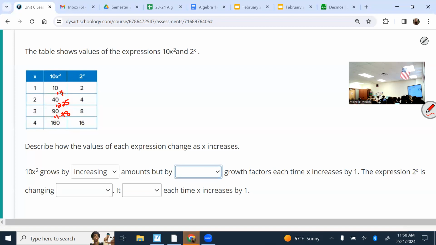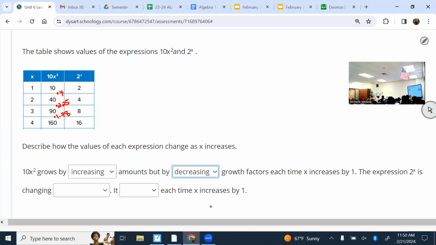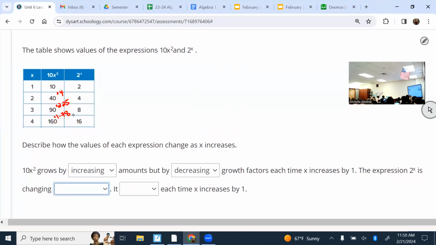So these growth factors, would you say that these are increasing or decreasing? So that will be decreasing growth factors each time as x increases by 1. For the other expression, the 2 to the x power is changing either exponentially or linearly. What do you guys think? And if it's exponential, what is it multiplying by each time?